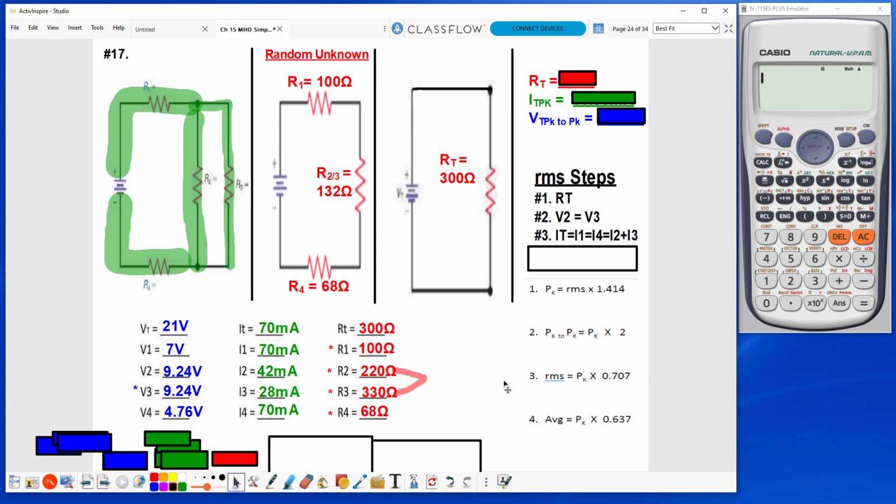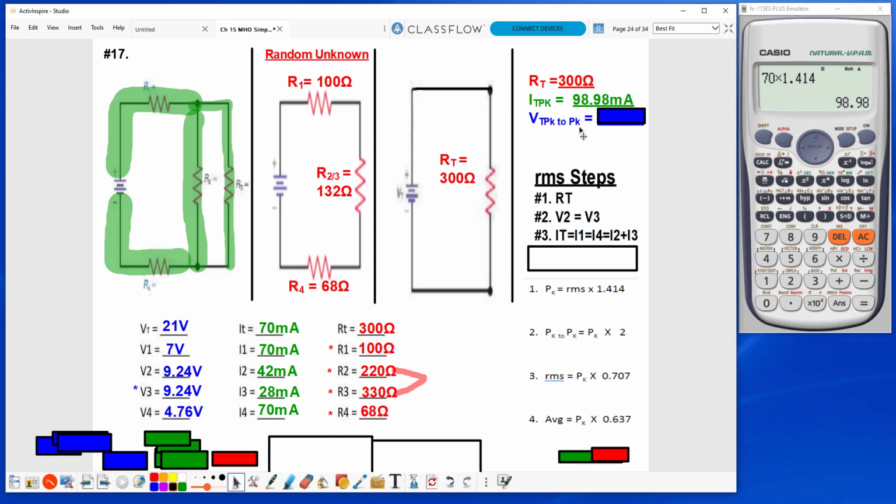Now I have to simply find my AC values. The first thing I'm asked for is RT, so that is 300 ohms. Next thing I'm asked for is IT peak, so I take my IT RMS value of 70 milliamps times 1.414, and that gives me 98.98 milliamps.